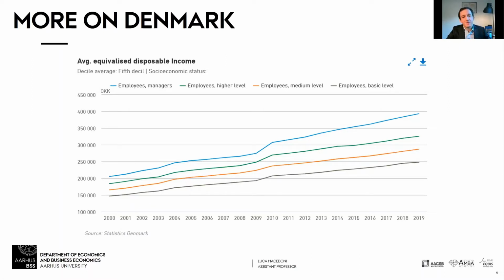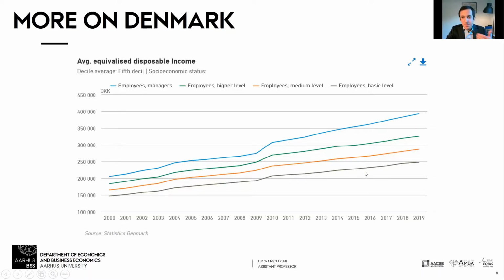In this figure, I found the average disposable income for different types of workers. We have in blue the managers. In red, we have high-level employees. In orange, medium-level employees. And in black, I guess, basic-level employees.